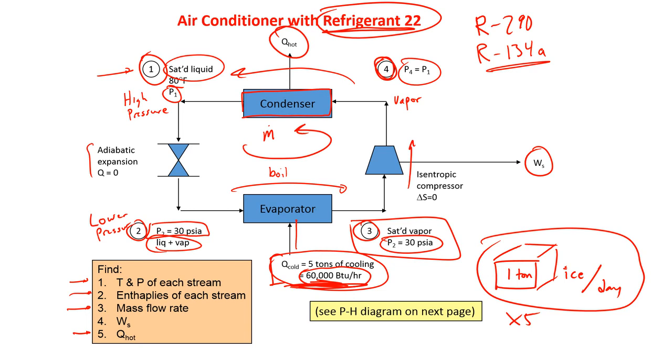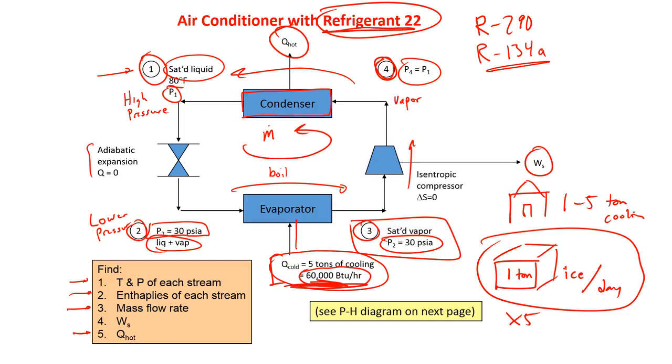Now a typical home is going to be 1 to 5 tons of cooling. So a typical home, if you had the air conditioner hooked up to make ice, you can make 1 to 5 tons of ice per day. Okay, so that's just the overview. I'm going to go to where we can see the chart.